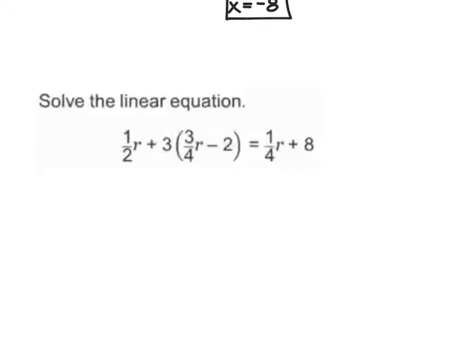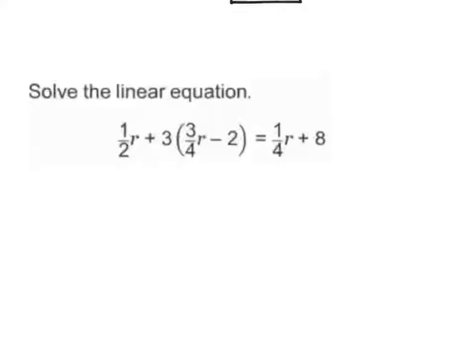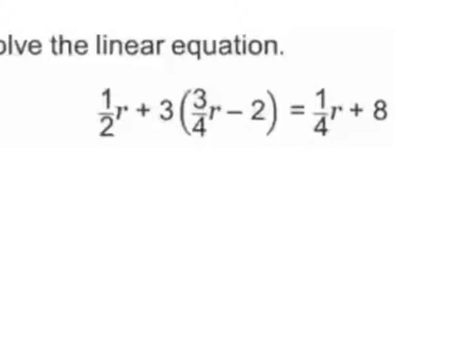All right, let's go ahead and solve this one. Now, this one's a little bit interesting strictly because we're dealing with fractions. So we're going to solve this equation for r.